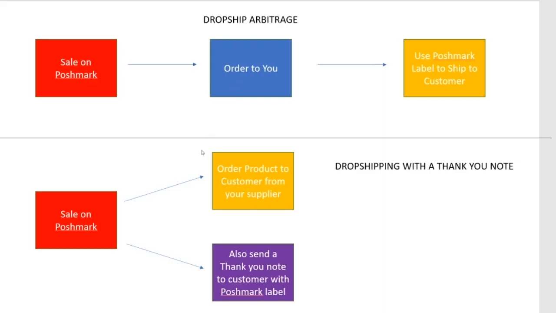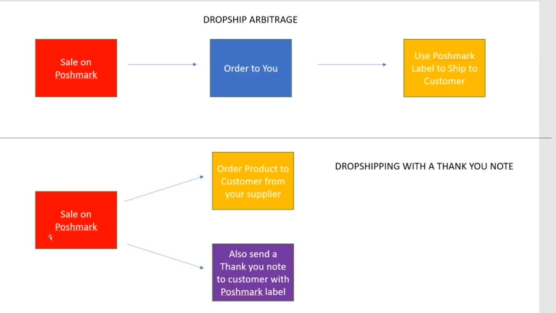It's not that big of a deal. You can scale it up still very, very quickly and very, very easily, but it's a little bit safer because obviously you're still shipping out the product with the Poshmark label, okay? That's dropship arbitrage. You can do that. And this was very, very effective. I used to do this all the time. I still do it with certain listings, but now I've been kind of moving to this, which is drop shipping with a thank you note.